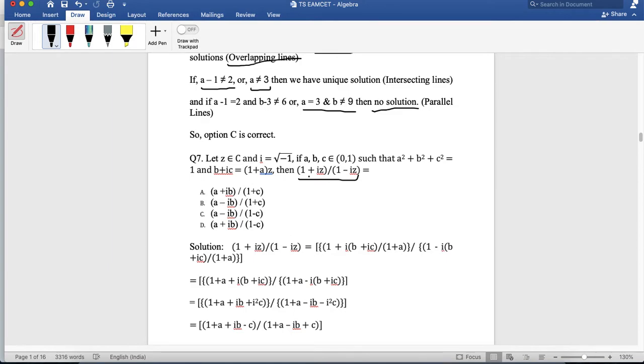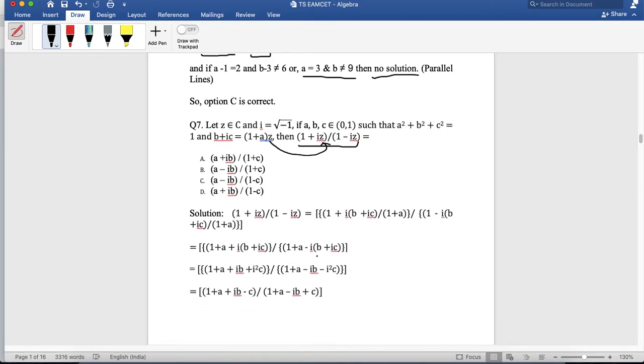So what will I do? I'll just put the value of z over here and try to solve by taking LCM. So I took the LCM and I end up with this. Open up the bracket, iota square is minus 1, so minus minus becomes plus. Similarly over here, plus and minus become minus. So I end up with this expression.